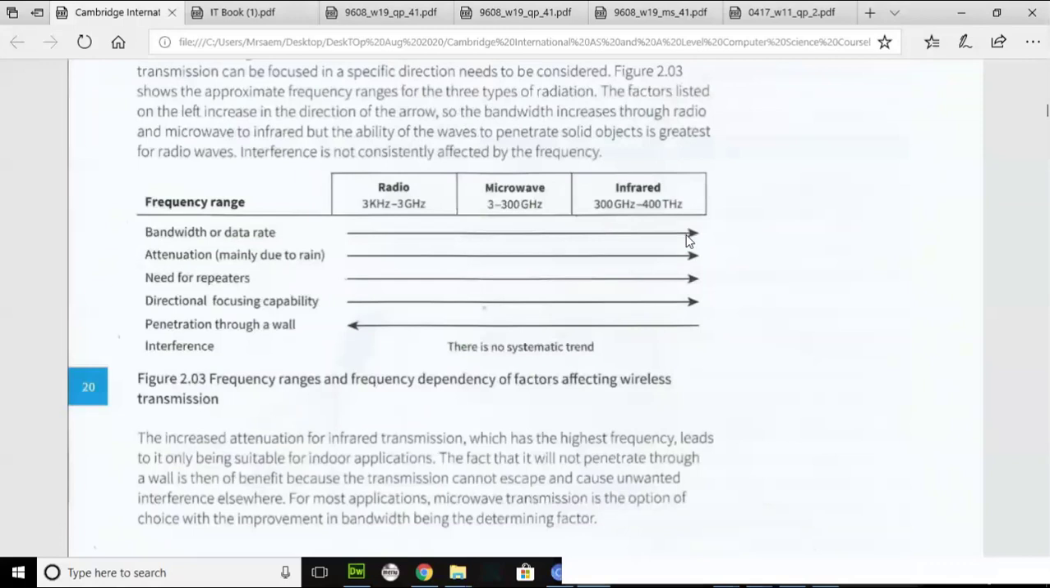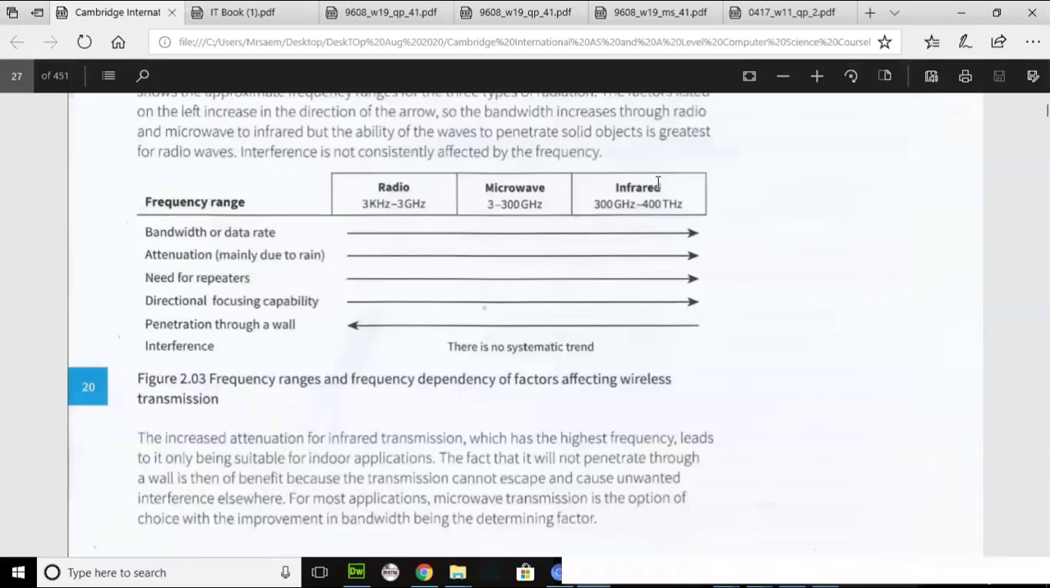in simple words. If you talk about the bandwidth, obviously the bandwidth of infrared is the highest. Then you have microwaves and then radio waves. Attenuation, obviously, in this case, increases. This means radio waves have the minimum attenuation, let's say mainly due to rain. So radio waves will not be affected much, microwaves more, infrared obviously a lot more. In fact, infrared will not be able to travel much. It needs a straight line of path. Infrared you have in your remote controls, you know that.